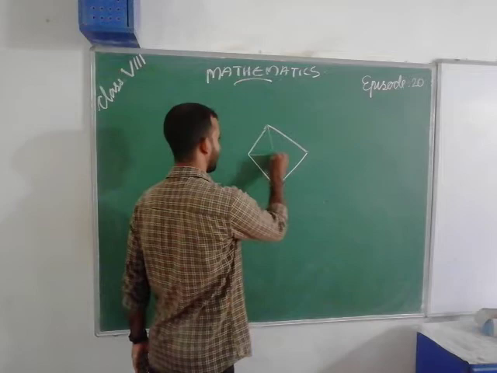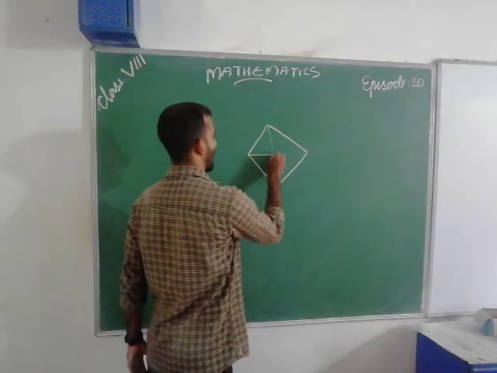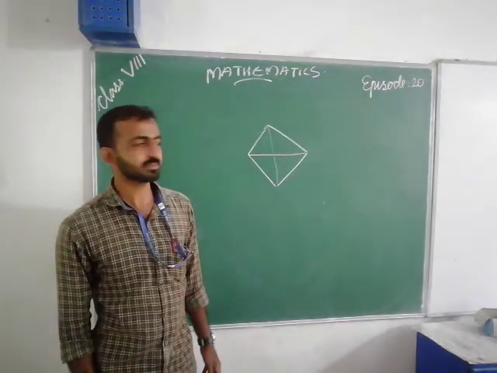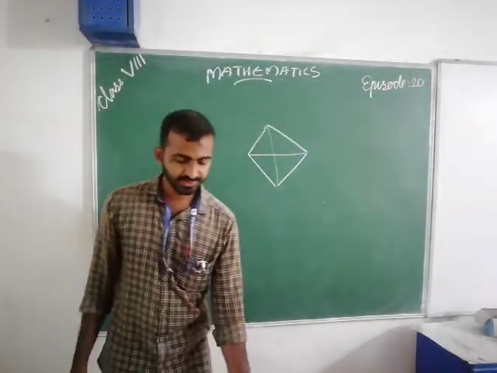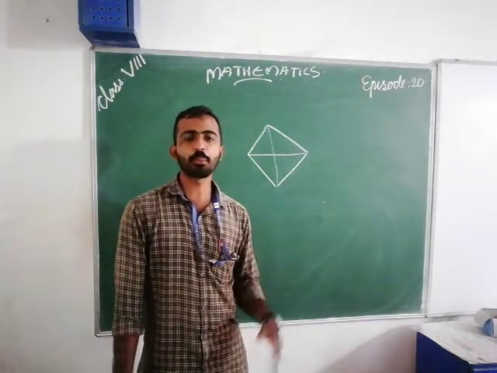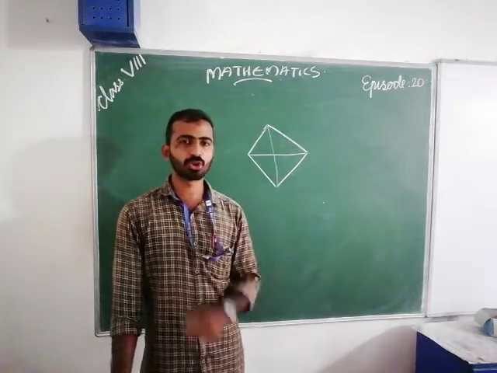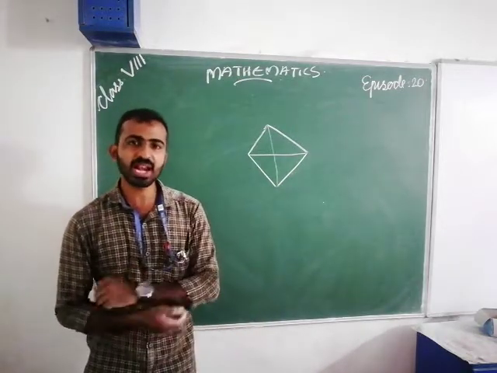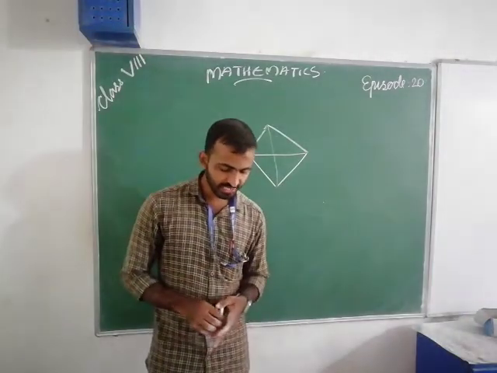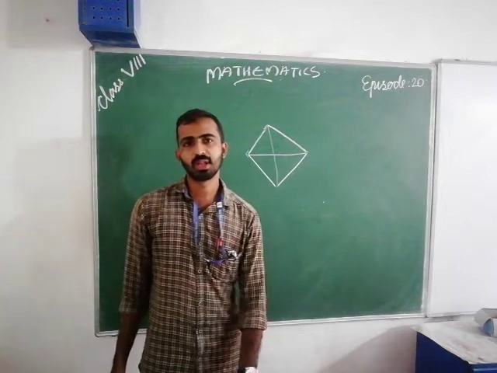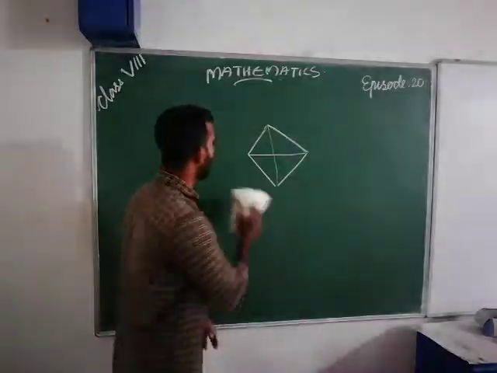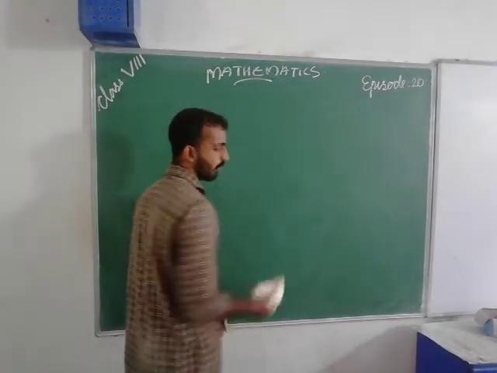This is one diagram and this is the second diagram. A rhombus is also a parallelogram. Opposite sides are parallel and equal, and all sides are equal. Then this is the rhombus. And another property of the rhombus is as follows.